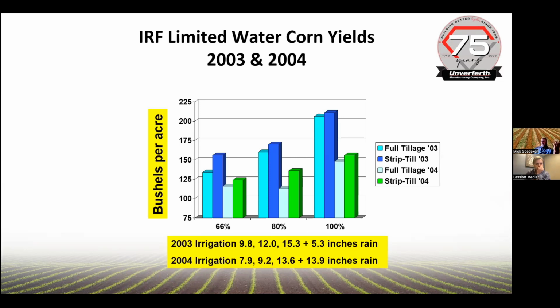And whenever they supplemented that, certainly yields went up as the amount of irrigation went up. That's no surprise to us. The big surprise, or the big tell from this trial, is that the strip till was able to take better advantage of the water that was applied through irrigation or rainfall than the conventional till or the full tillage in both years.